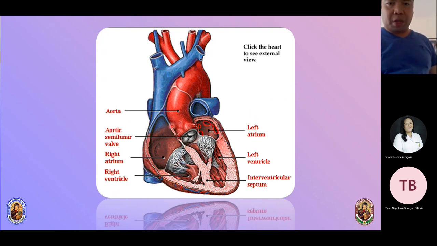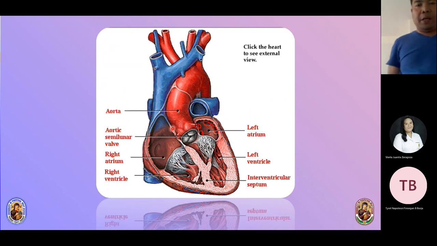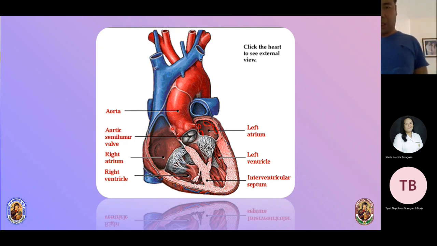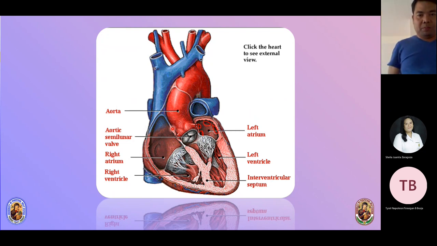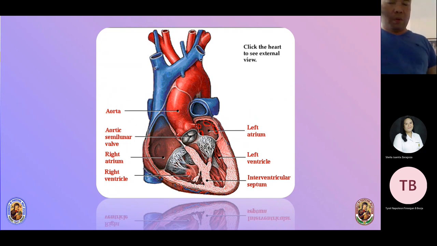Ito po siya, yung katabi ng aorta. That's the interatrial septum. So therefore, the blood present in your left and right atria will not mix because of the interatrial septum. And then the two lower chambers, ito naman, dalawang lower chambers, these are called the ventricles. So you have your left ventricle and your right ventricle.